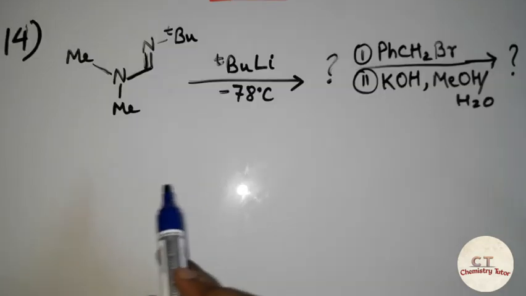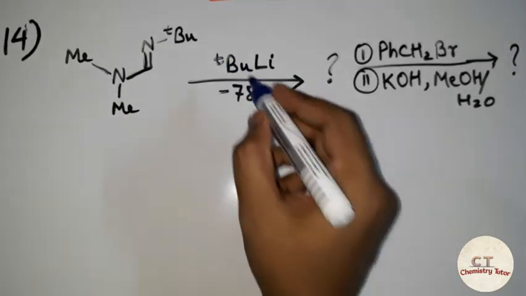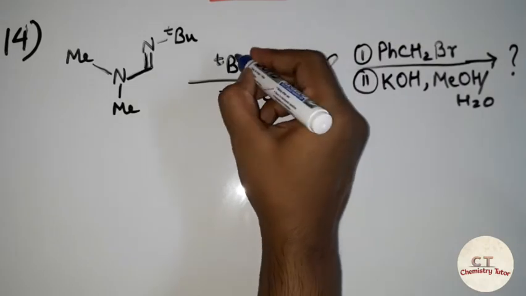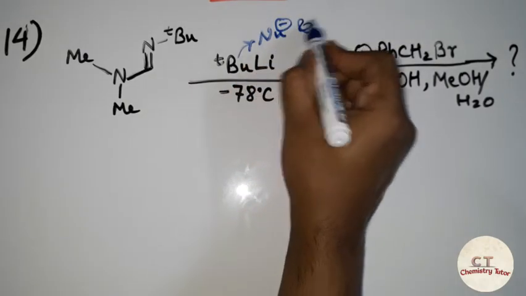Now, let us start with this question. What are the products formed here? In the first reaction, tertiary butyl lithium is given. What is the role of tertiary butyl lithium? It can either act as a nucleophile or it can act as a base.